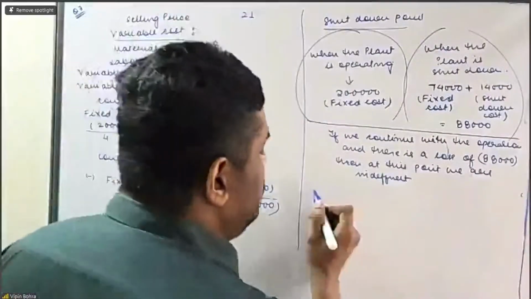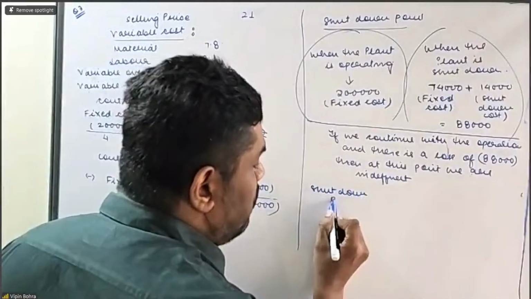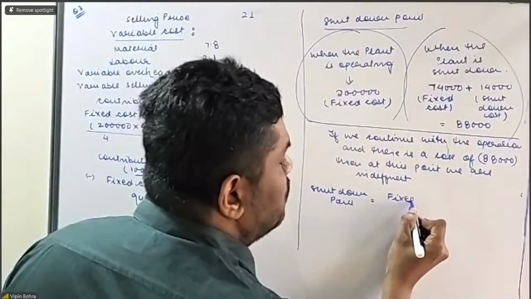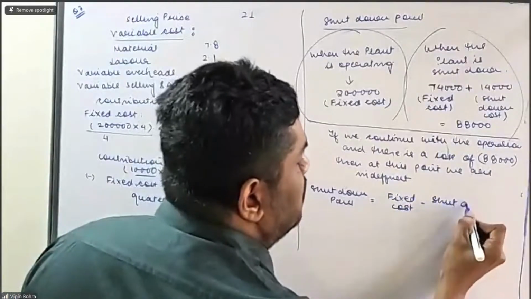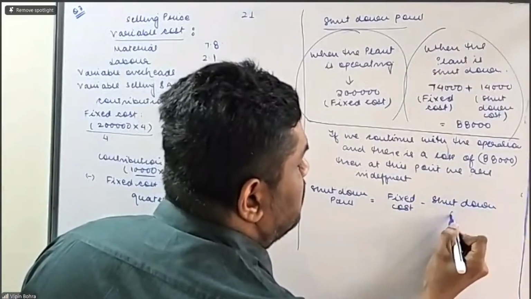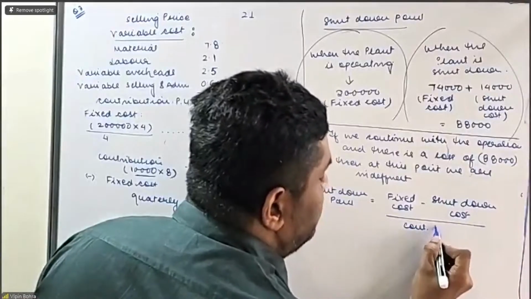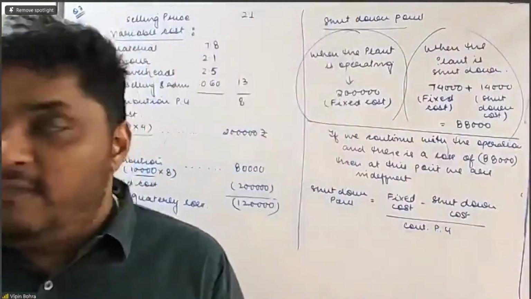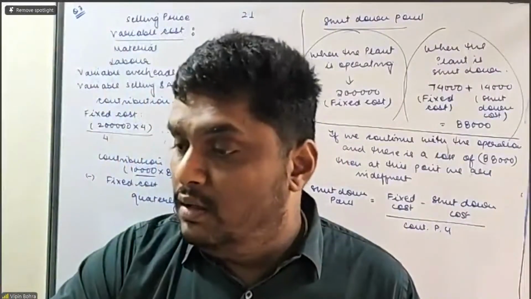So we can say, when talking about the formula, fixed cost divided by shutdown cost. Sorry, minus shutdown cost divided by contribution per unit. So this is the concept behind the formula for shutdown point. I hope it is clear to all.